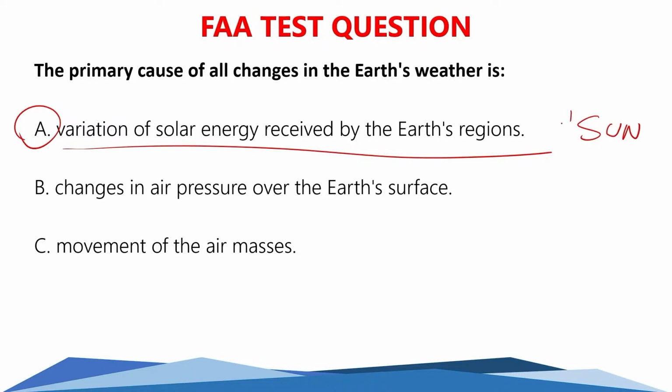if it says, what's the primary cause? Sun would be appropriate. Variation of solar energy received by the Earth's regions would be appropriate. And there's a third one that I've seen, which is the unequal heating of the Earth's surface. That would also, they're all kind of in line with whatever the primary cause is. Okay. Good job, everybody.